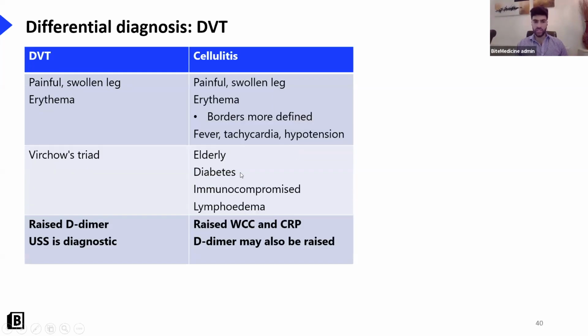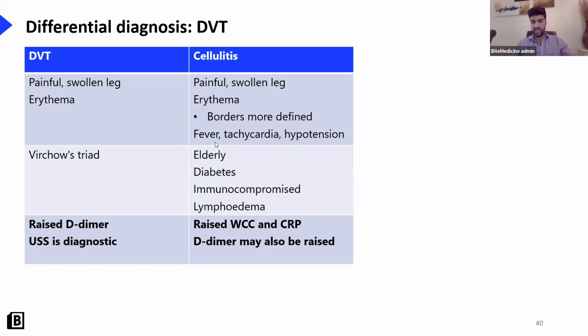Differential diagnosis. Someone asked a very good question. How do you differentiate DVT from cellulitis? And clinically, it can be tricky. They both present with a painful swollen leg. They both present with erythema. They both are tender, but in cellulitis, the borders of the erythema tend to be more defined. So the borders of the redness are quite well demarcated in cellulitis.